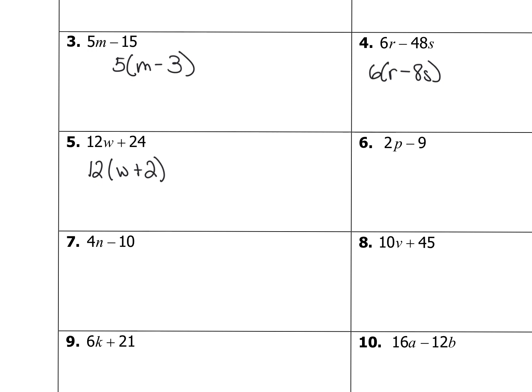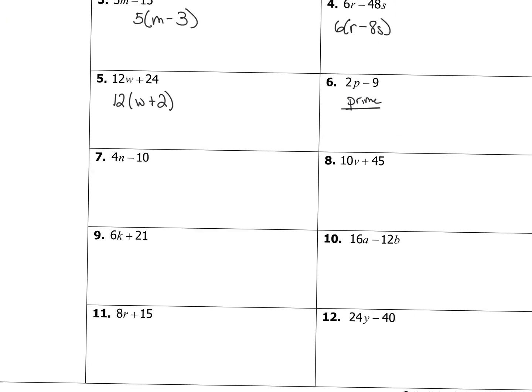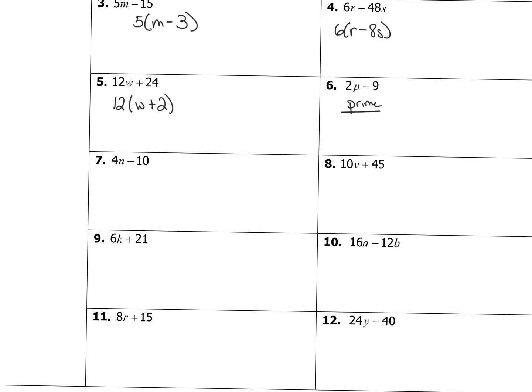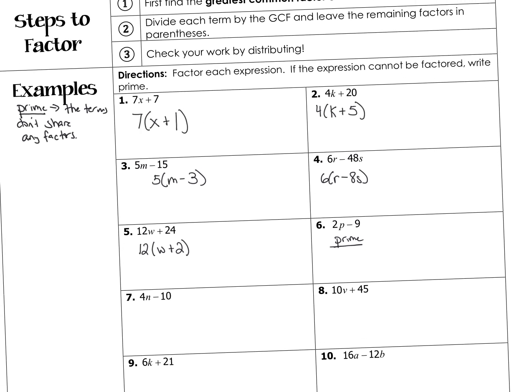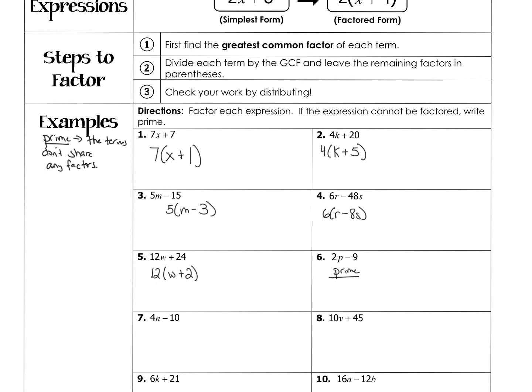And then hopefully on number 6, you noticed that with 2 and 9, if you had the fraction 2/9, it can't be simplified. So since 2p and 9 don't share any common factors, this would be an example of one of those prime expressions. You can't do anything with it. It cannot be factored at all. So hope that helps. If you had something where you had the same variable in both, you could definitely factor it out as you're going through.